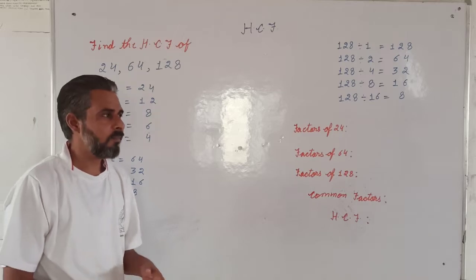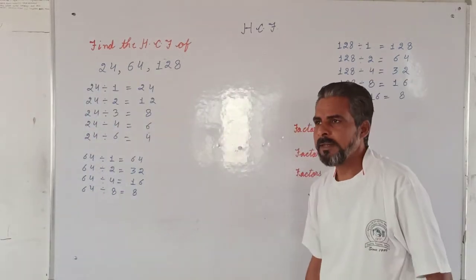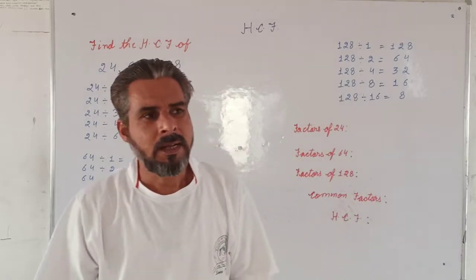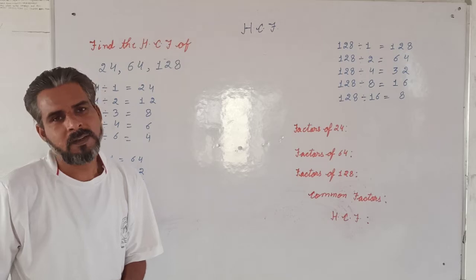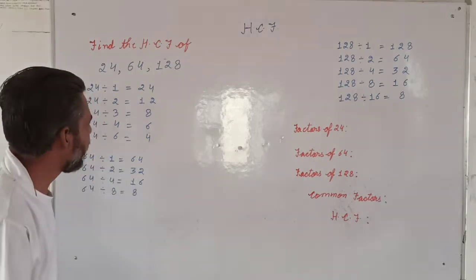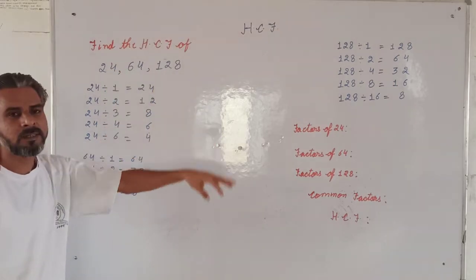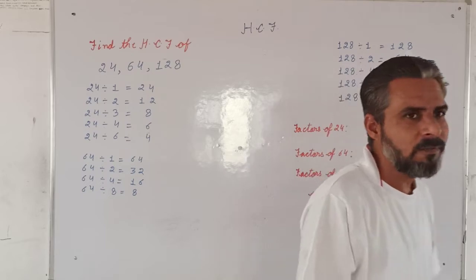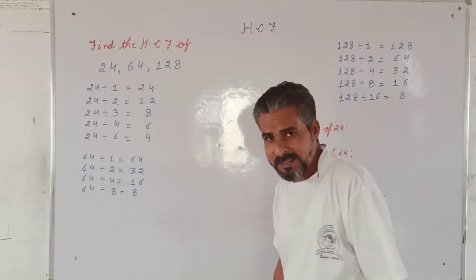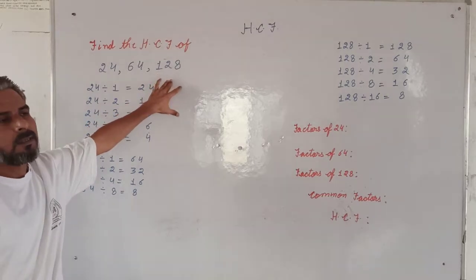So we are discussing HCF. HCF again, I am reminding you the full form of HCF is highest common factor. Now here we have to find the HCF of 24, 64 and 128. HCF means the highest common factor, means the highest number which can divide all these three numbers completely.